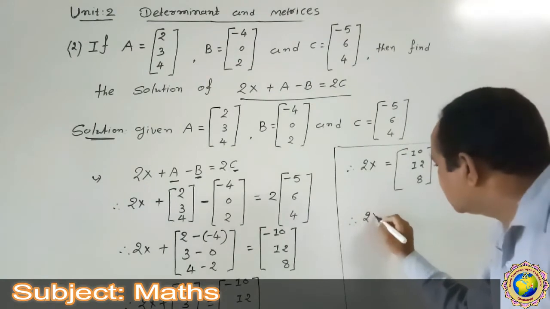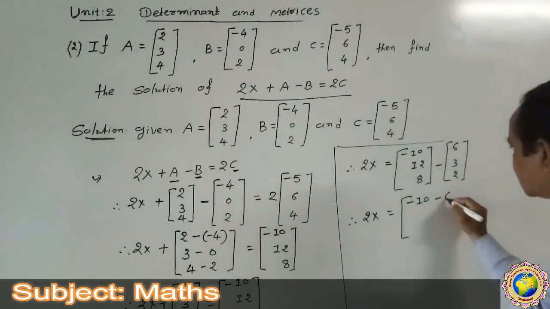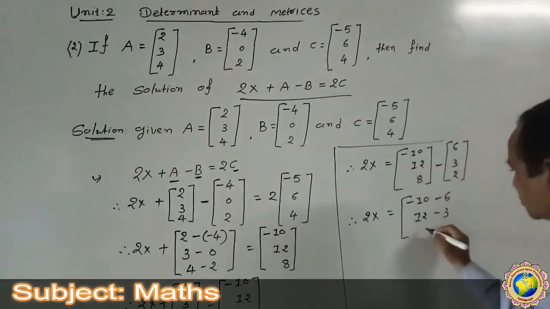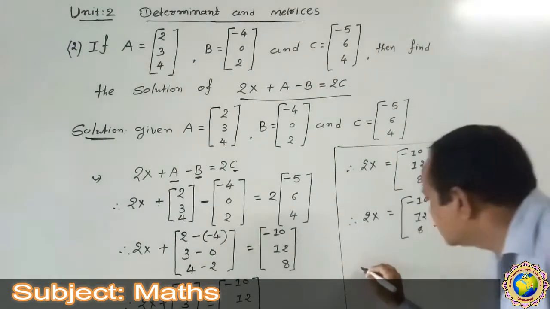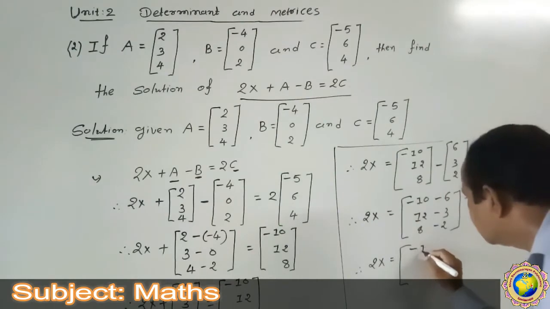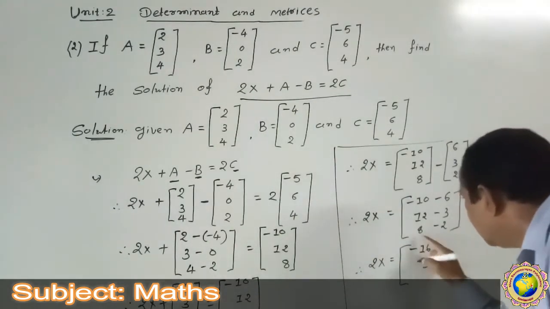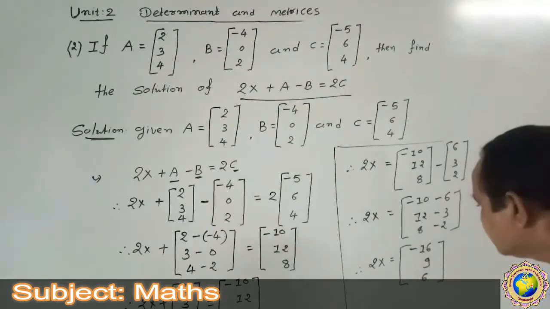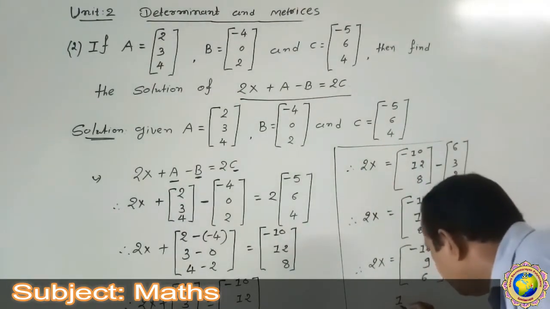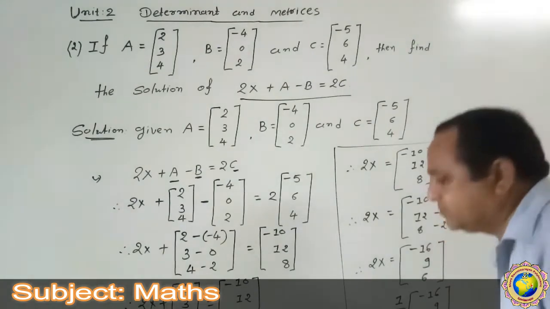So 2x is equal to minus 10 and minus 6, 12 minus 3 and 8 minus 2. So 2x is equal to minus 10 and minus 6, that is minus 16, 12 minus 3, 9, 8 minus 2, that is 6. So here x is equal to this, since 2 is multiplied, on the other side divide by 2. Minus 16, 9 and 6. Clear?